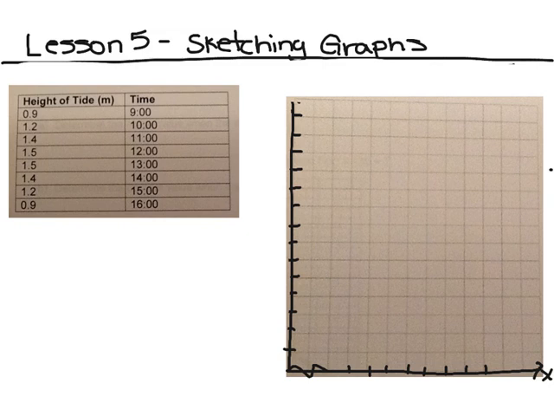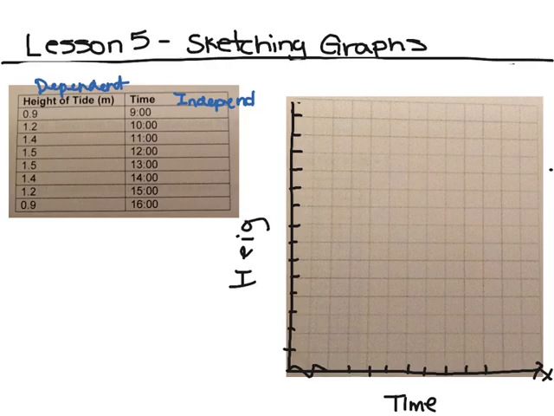Question 2 is about a wave. So it's the height of a wave. Our independent is going to be time again, and our dependent is the height. So this is our time, and this is our height. And we're measuring the height in meters. Our times are the same as the last graph, so we can use the same thing. So 9, 10, 11, 12, 13, 14, 15, 16, 17.